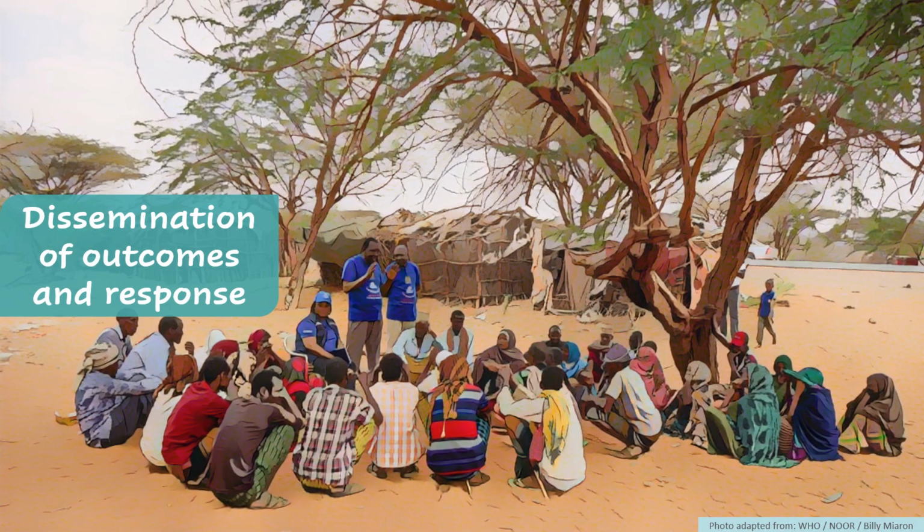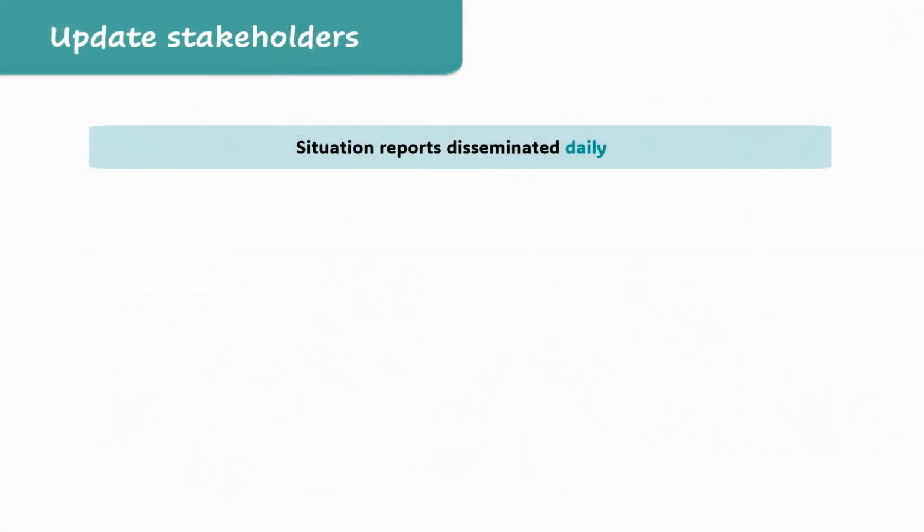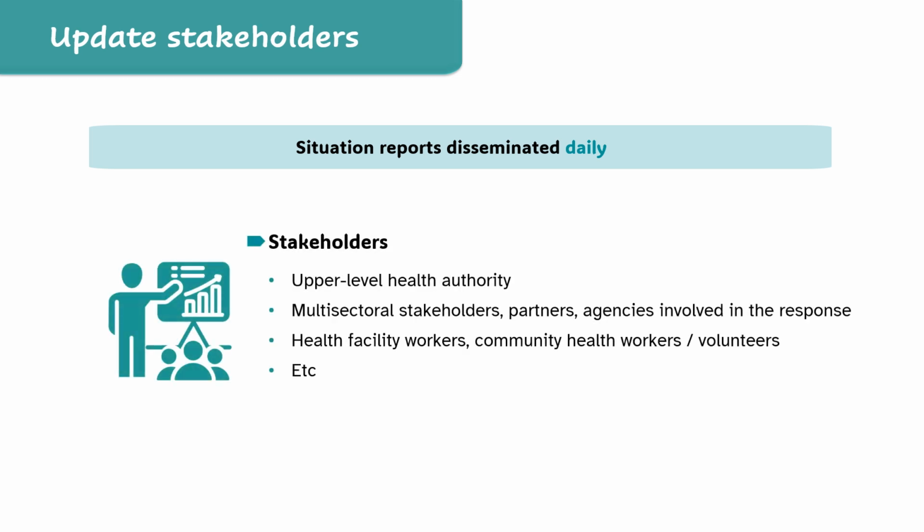Moving on to the last core function of health authorities in cholera surveillance, disseminating the surveillance outcomes for public health response. When there is clustered transmission, health authorities prepare daily situation reports that describe and interpret the cholera situation and ensure that they are broadly disseminated. Stakeholders to be updated daily on the cholera situation include the upper-level health authority, stakeholders, partners, and agencies from all sectors involved in responding to cholera, as well as health facility workers, community health workers, or volunteers.